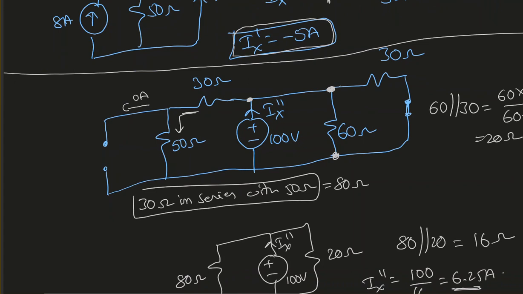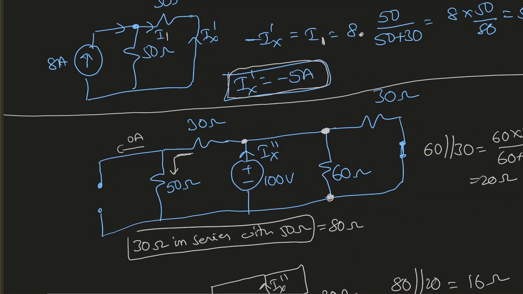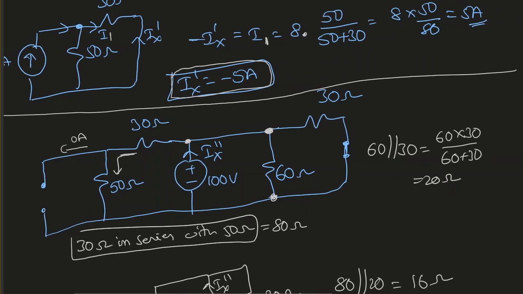Second step, or part 2: I'm going to leave the 100 volt source, short circuit the 60 volt source, and open circuit the current source. I'm just replacing all other independent sources with their internal resistance. If there is a dependent source, I'm going to keep the dependent source as it is. Now I'm going to call this current Ix double prime.